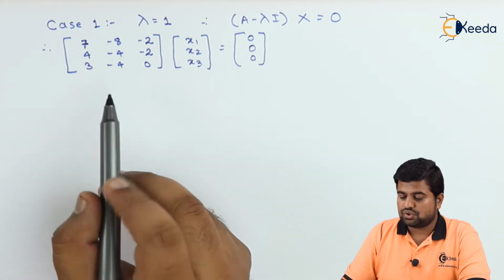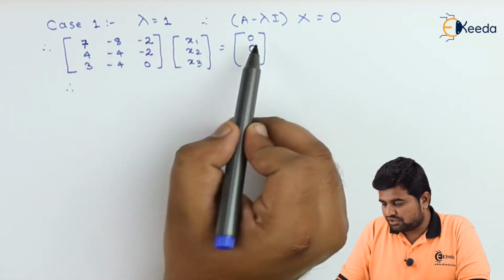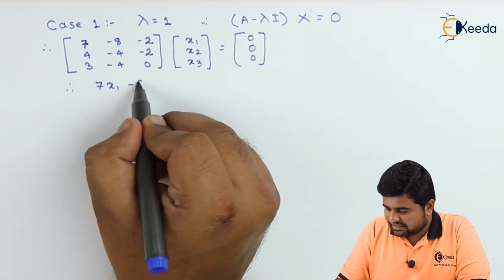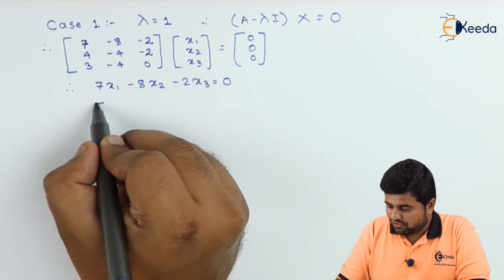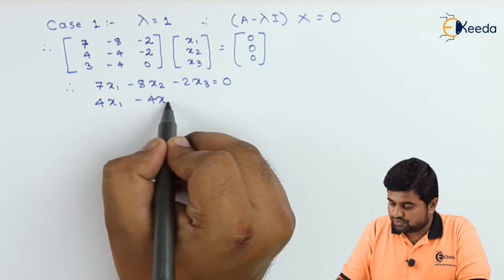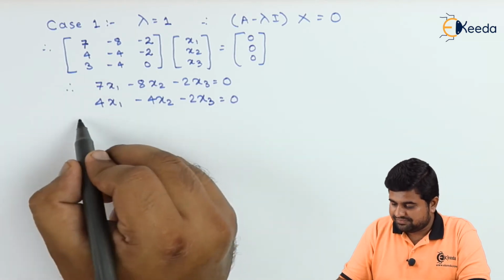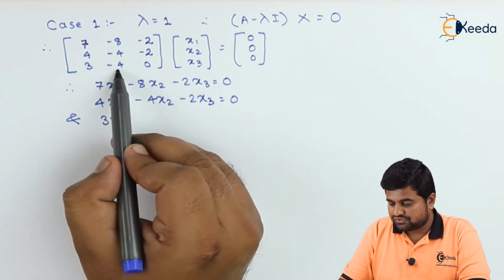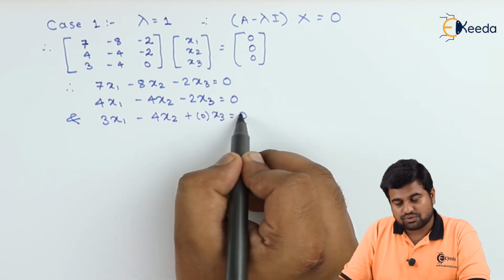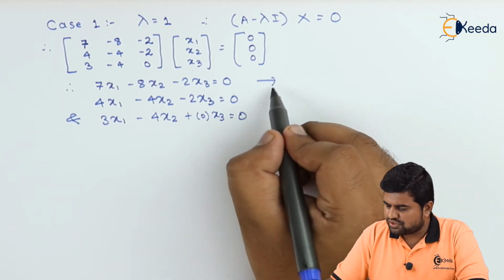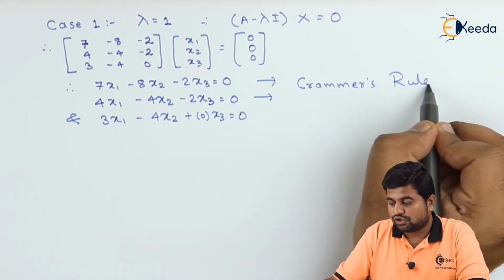Now in order to solve this, we can consider any two equations and solve them using Cramer's rule. So let us write down all the equations first. This row into this column is equal to 0. Therefore 7x1 minus 8x2 minus 2x3 is equal to 0. 4x1 minus 4x2 minus 2x3 is equal to 0. And here 3x1 minus 4x2 plus 0x3 is equal to 0. Now we can consider the first two equations, and by using Cramer's rule we'll solve this.